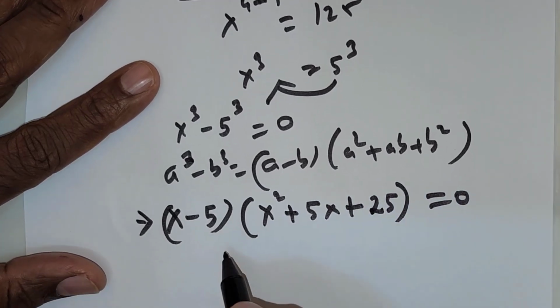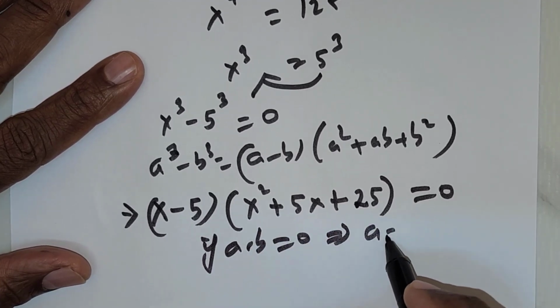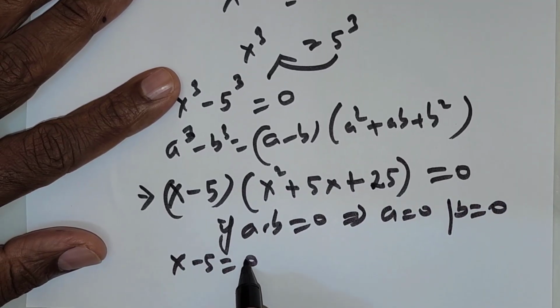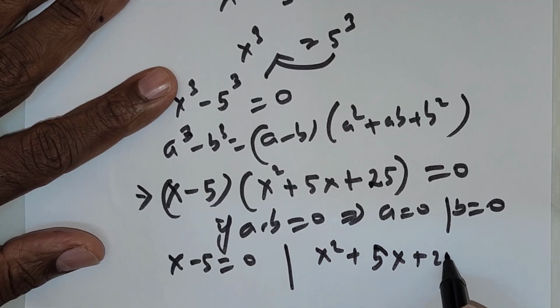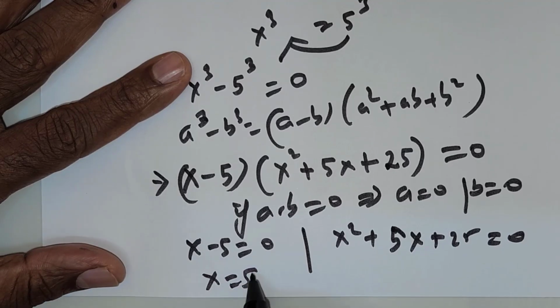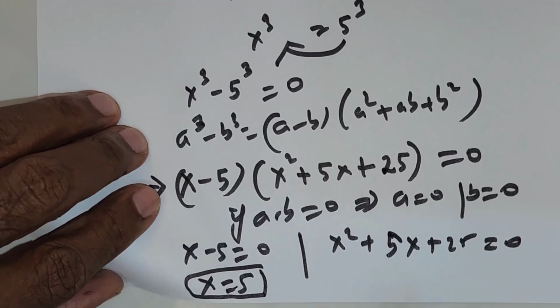is equal to 0. Now there is an algebraic property: if a times b is equal to 0, then either a is equal to 0 or b is equal to 0. So this means x minus 5 is equal to 0, or x squared plus 5x plus 25 is equal to 0. Now x minus 5 is equal to 0 means x is equal to 5. So this is a real root. Okay, real root.